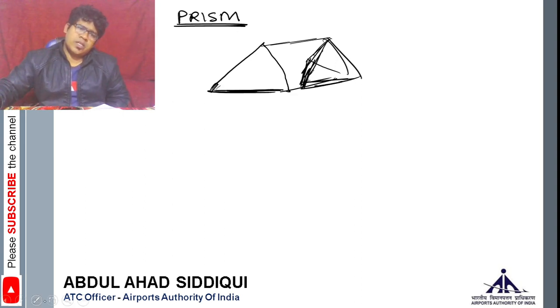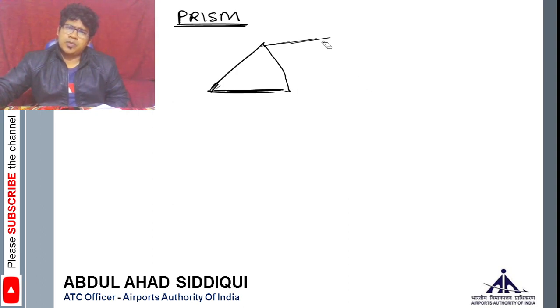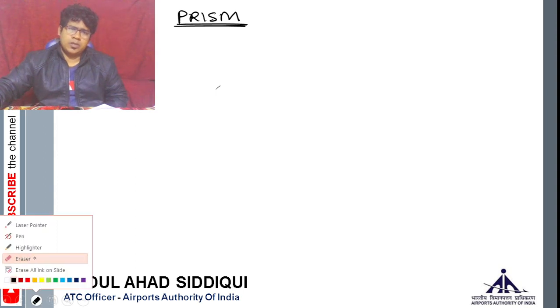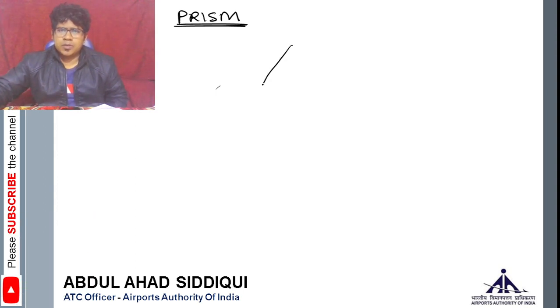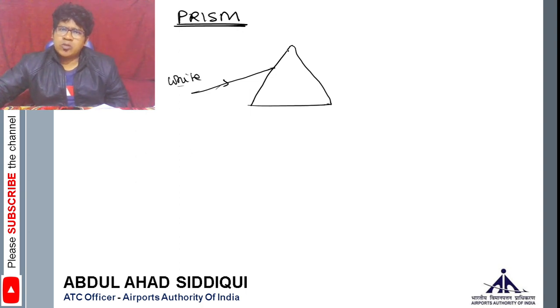So let's say we are considering the top cross section of the prism. This is the prism, right? So let's say light is coming here. A white light is coming here. So in prism, this is known as prism angle A, right? This is known as prism angle A.